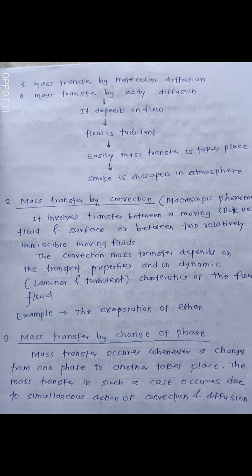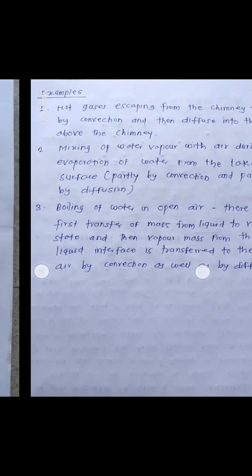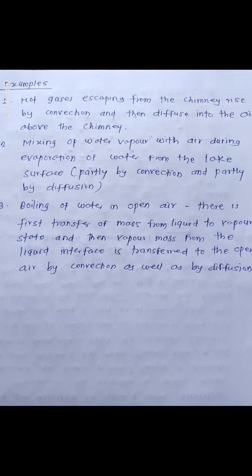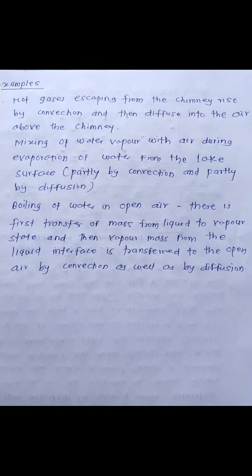That is nothing but mass transfer by change of phase. What are the examples related to that? Hot gases escaping from a chimney rise by convection and then diffuse into the air above the chimney. There is a chimney and from that chimney hot gases are removed by convection, and then those vapors or particles diffuse in the air above the chimney because of diffusion. So there is convection and there is diffusion, due to the phase change.